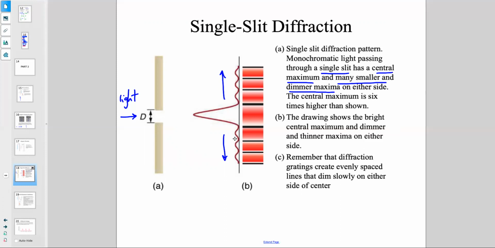So the diffraction grating creates evenly spaced lines that dim slowly on either side. We know that already. But we know that the central brightest spot is at least 6 times higher than what we see here. So we expect to see a very high intensity brightest spot at the center location on the screen. So it's at least 6 times higher than what we see here.